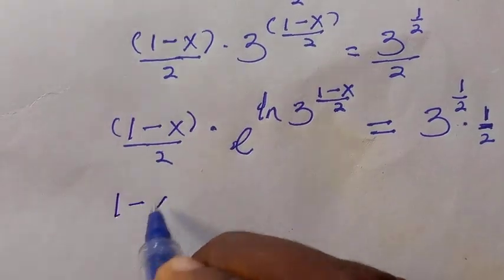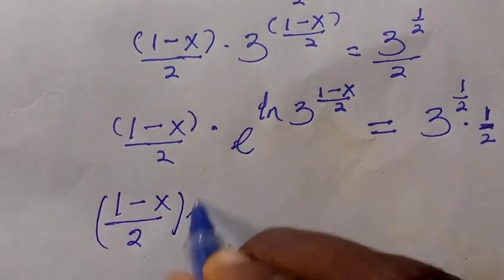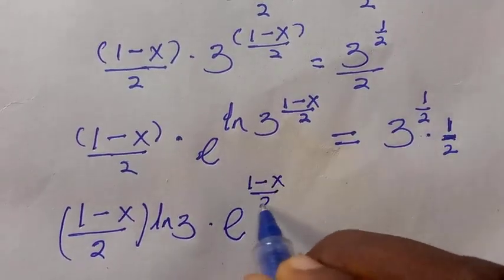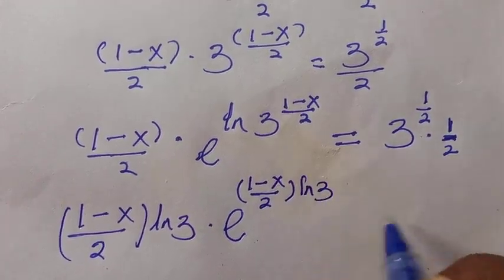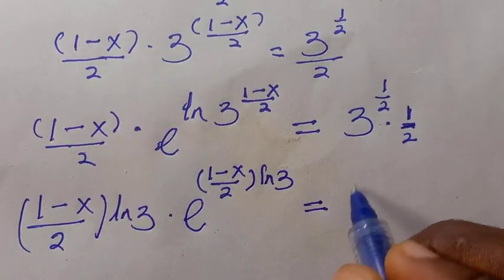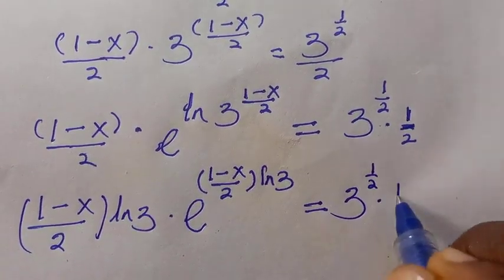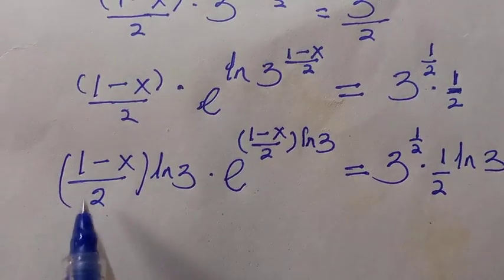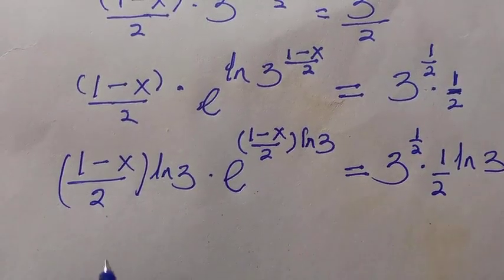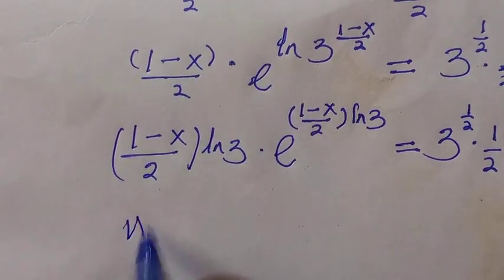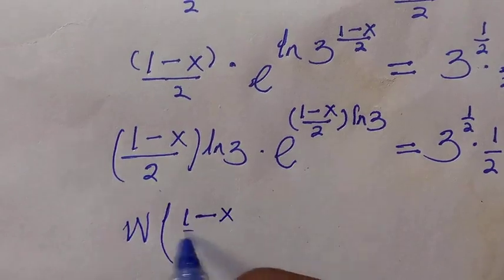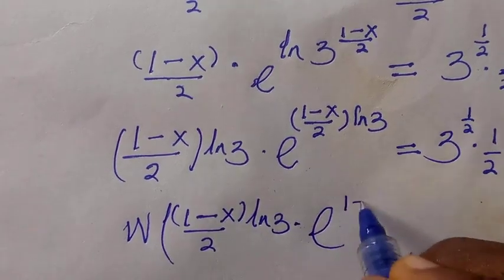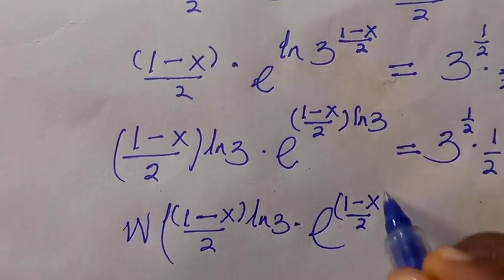And here we have (1 minus x) divided by 2 ln 3 multiplied by exponential of (1 minus x) divided by 2 ln 3 equals 3 to the power of 1 over 2 multiplied by 1 over 2 ln 3. So we can now introduce the function which is omega to both sides. By doing that, we have the omega of (1 minus x) over 2 ln 3 multiplied by exponential of (1 minus x) over 2 ln 3.